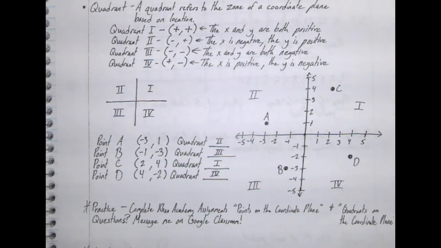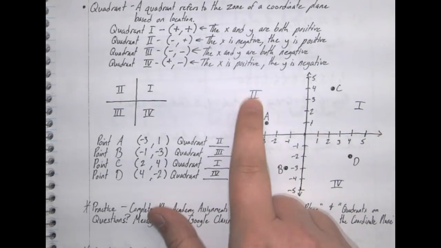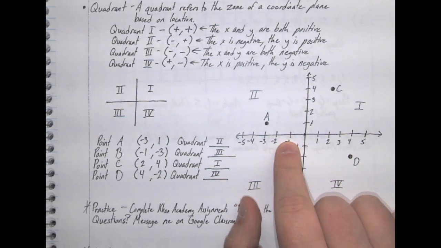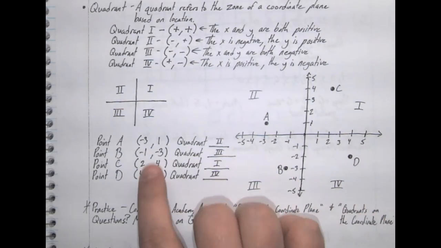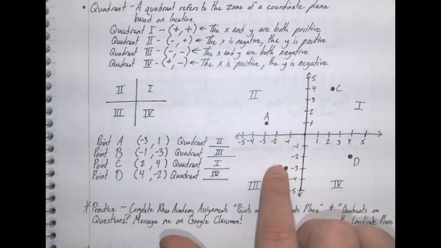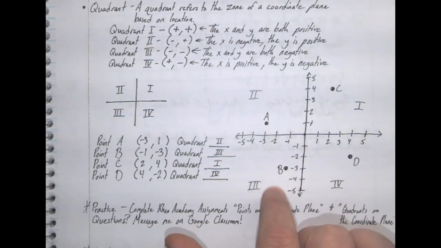Now let's look at these point examples down here. Point A is located at (-3, 1). So that negative tells us it's either going to be in quadrant 2 or quadrant 3. Now the y, since it's positive, tells us it's going to exist in quadrant 2. Point B, (-1, -3). So we went to the left 1, -1, went down 3, -3. Point B is going to be in quadrant 3. Both are negative, and your visual down here shows negative. You are in quadrant 3.